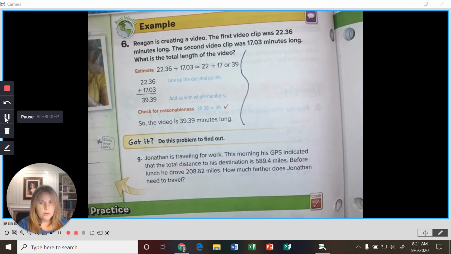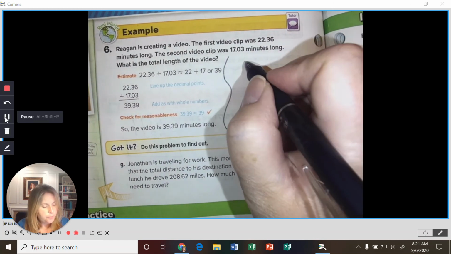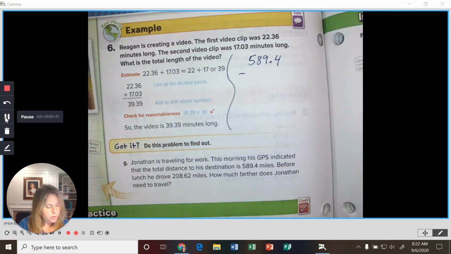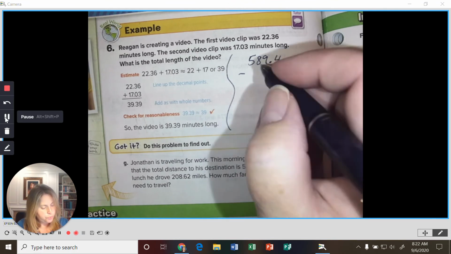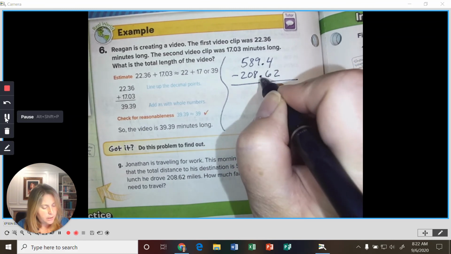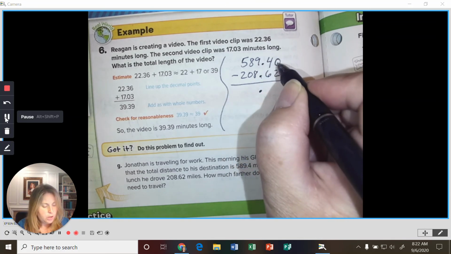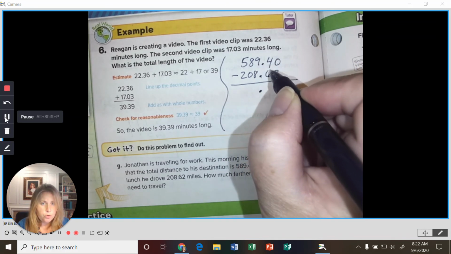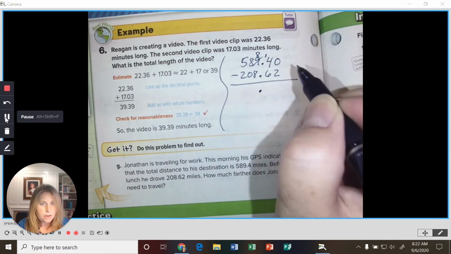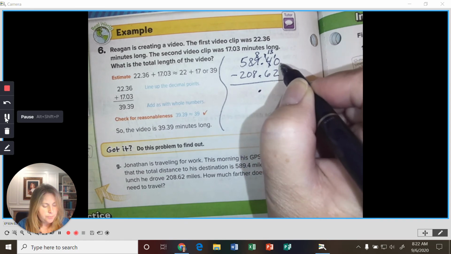I'm just going to work right here so I have some blank space to work in. 589.4 minus 208.62. Okay, line up the decimals. And we don't have anything above the 2 to subtract here, so we're going to annex a 0. We can't do 0 minus 2, so we need to borrow. 4 minus 6, that 4 is already not big enough, so we're going to borrow from the 9. This 9 becomes an 8, which makes that 4 a 14, and I can borrow from that to make it a 13, and this is a 10.